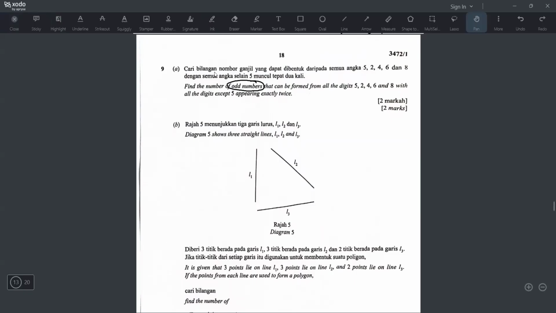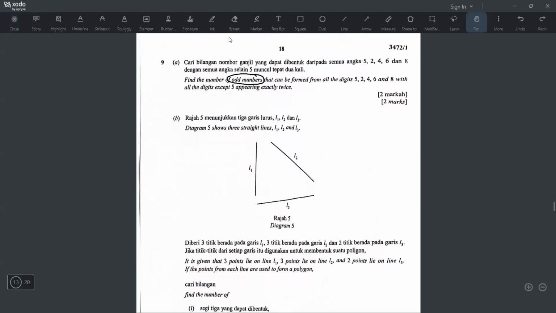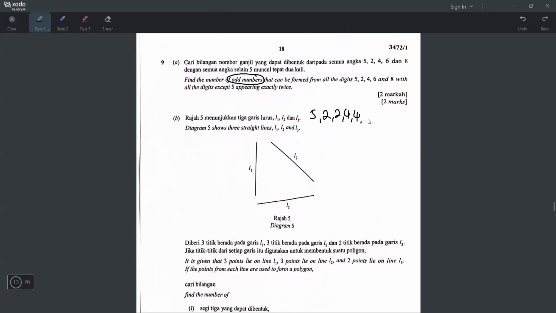Okay, first thing first, we have to look at all the options we have first, right? So what are all the options? 5, 2, 2, 4, 4, 6, 6, 8, 8. Because they say here, find number of odd numbers. Don't look at the condition first. They say form from all the digits with all the digits except 5 appearing exactly twice. It means all the digits appear twice except 5. So this is what it means: 5, 2, 2, 4, 4, 6, 6, 8, 8. All the digits appear twice except 5, right? So this is all your options.